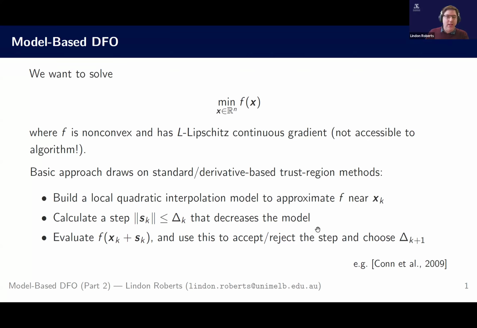Once we found something that decreases our model, we evaluate the function at this new point, and we decide: the model said it should decrease, did it actually decrease the true function? We'll use that to decide whether or not we take a step to that new point and decide how we update our trust region radius. So that was the basic idea that we saw yesterday.